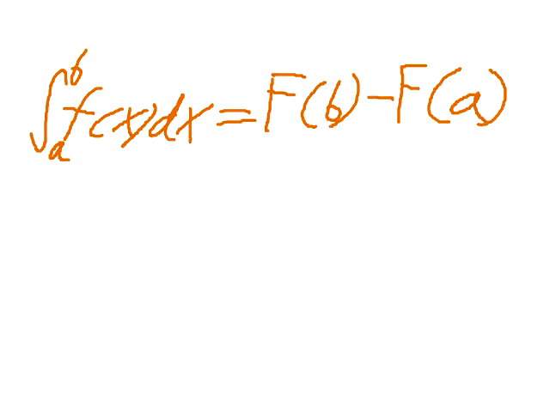The second part of the fundamental theorem of calculus states that if f is continuous at every point of the interval [a, b], and if F is any antiderivative of f on [a, b], then the integral from a to b of f of x dx is equal to F of b minus F of a. This is also called the integral evaluation theorem.